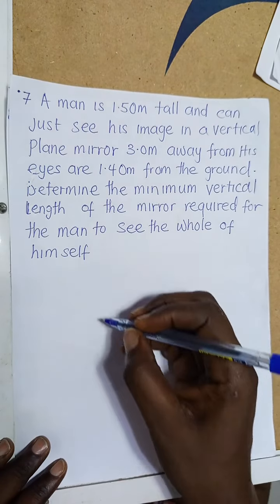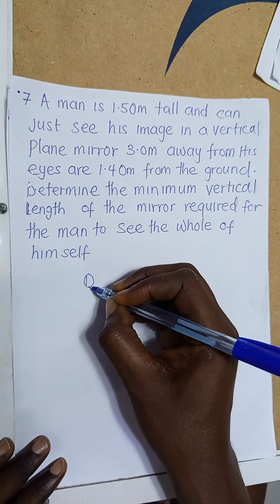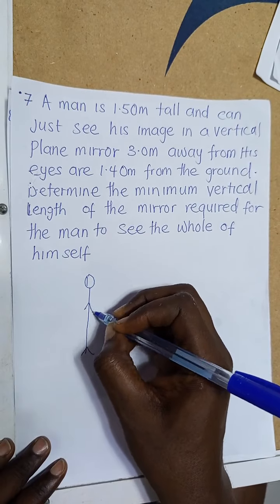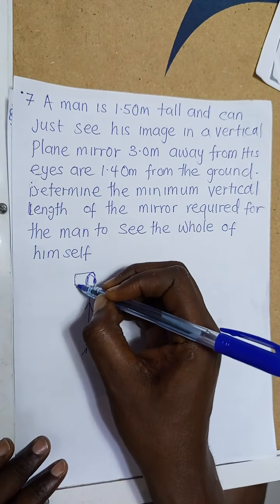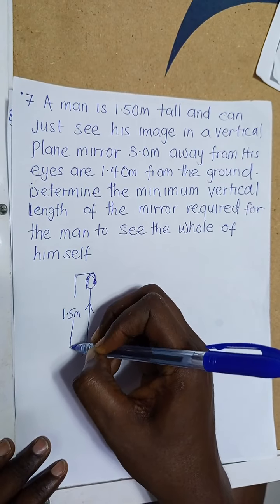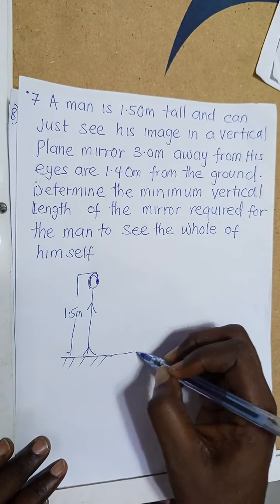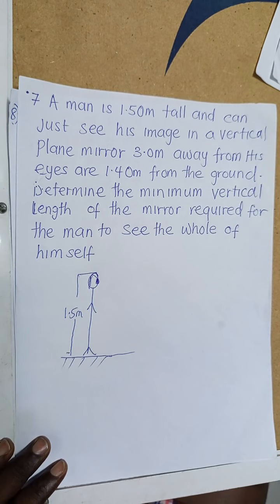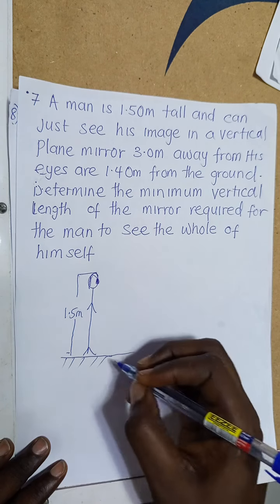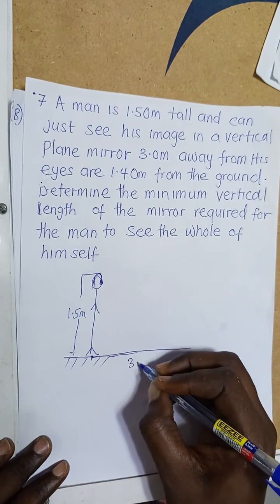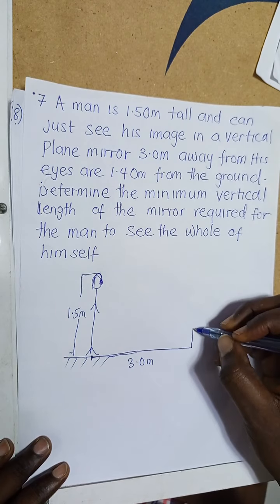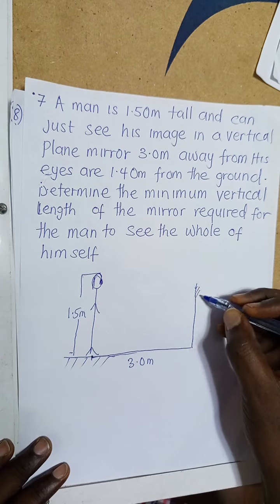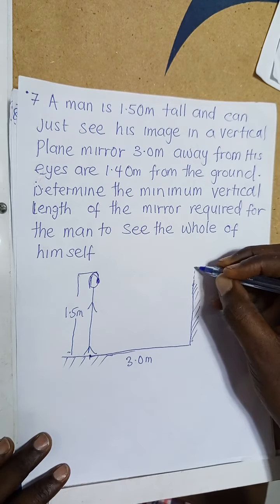Number 7, a man is 1.5 meter tall. This is a man, 1.5 meter tall from the ground. Now, he can just see his image in a vertical plane mirror 3.0 meter away from it. So that means the plane mirror is 3 meters away from him.